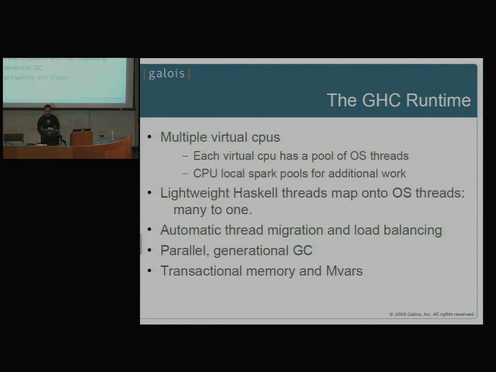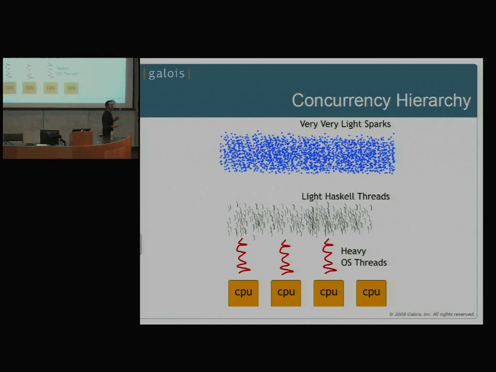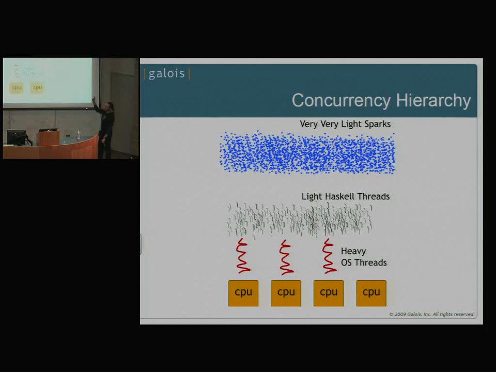It has transactional memory, and it has MVars, a built-in synchronization mechanism for mutable memory that we'll see. So there's the concurrency hierarchy. I think this is the first time anyone's actually written this down, which is kind of a surprise to me, but these are also not to scale. So there's actually typically 2 orders of magnitude more things at each level.